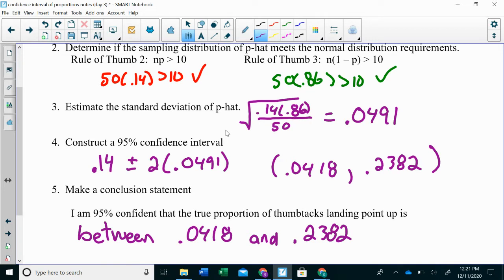So using what we've learned in previous lessons, we know that with that sample size of 50, if I flip it 50 times again, I'm going to get a different number than 28 times it lands heads up. So I know that 28 is not a true proportion for every time we do it. But this 95% confidence interval says that I am 95% confident that for every time I flip it 50 times, I will get a true proportion somewhere in that range of 0.0418 to 0.2382. That's what this 95% confidence interval is about.